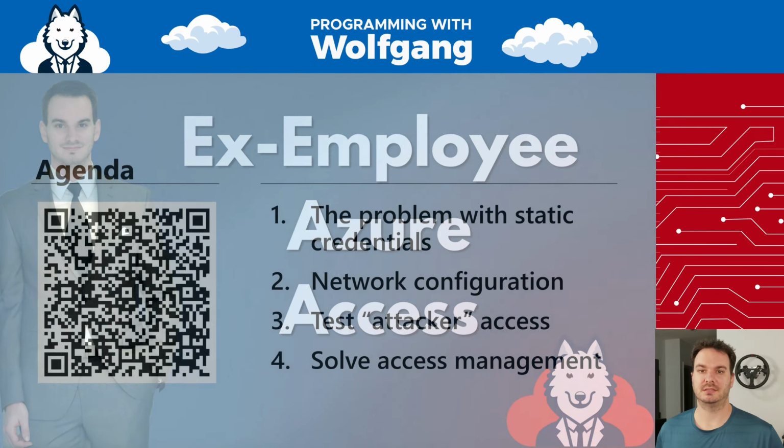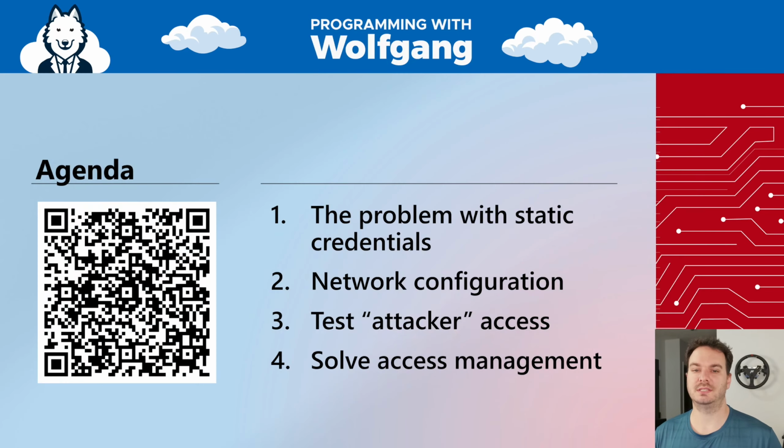So the plan for today is that first I want to talk about static credentials. That's for example an access key or a connection string. Then I also want to talk about the network configuration. Many Azure services have a firewall, and this firewall often is not configured or configured in a wrong way, and Microsoft is also not helping here with the settings.